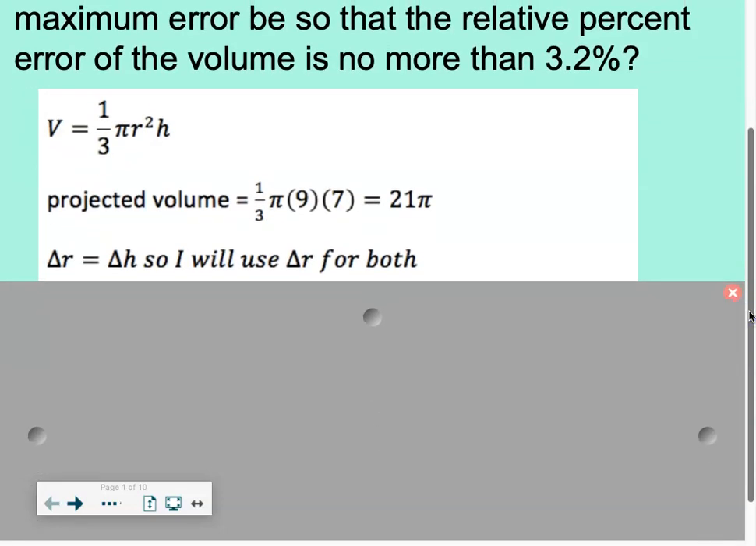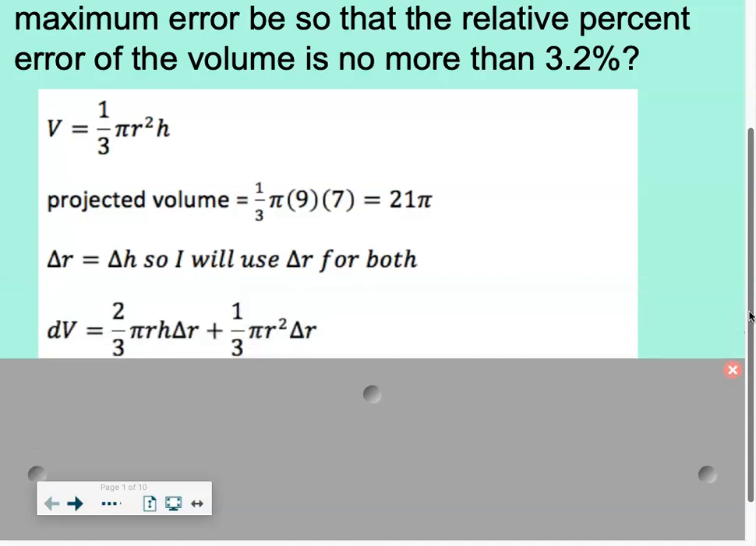So delta R and delta H are the same. I use delta R for both, which, look at that, great minds. This is great. We all did the same thing. Oh, okay. You guys did delta H and just stuck stuff in. That's fine.